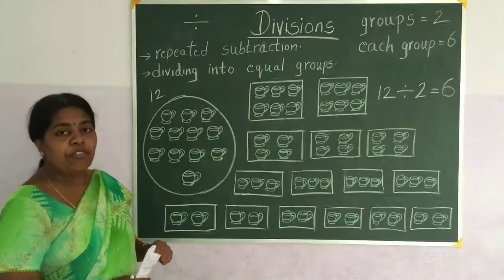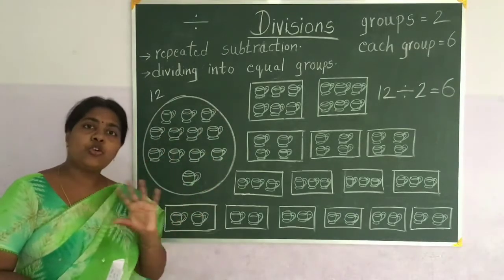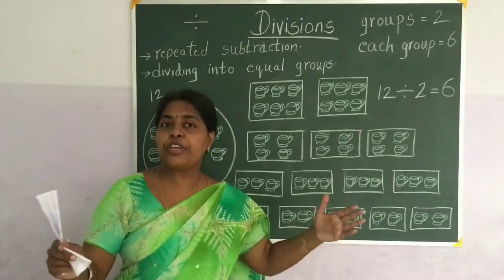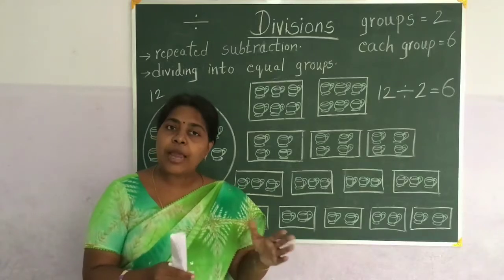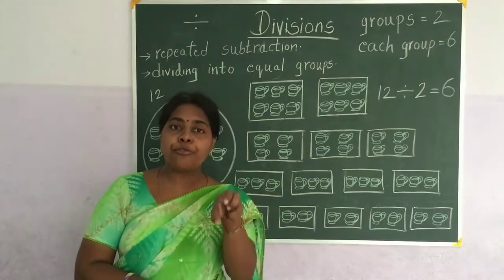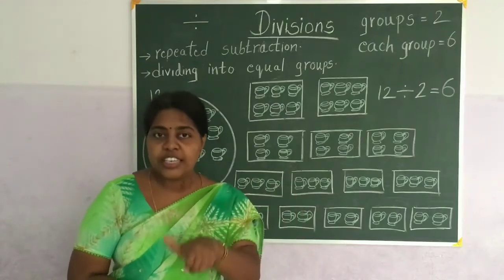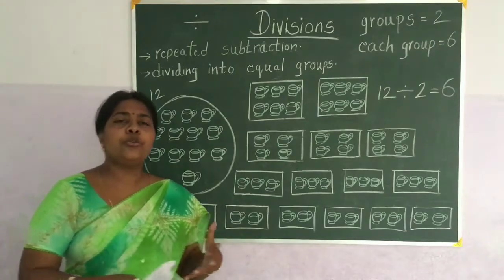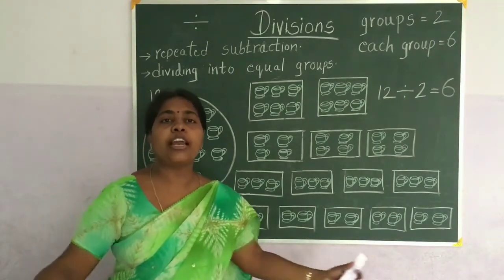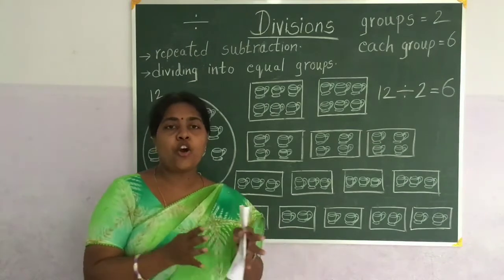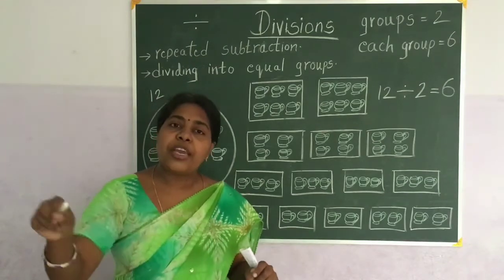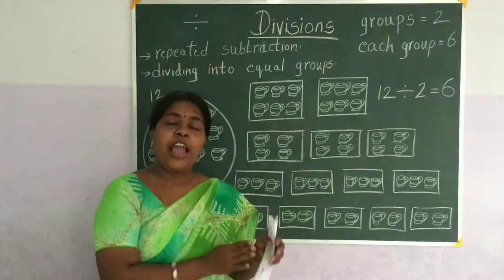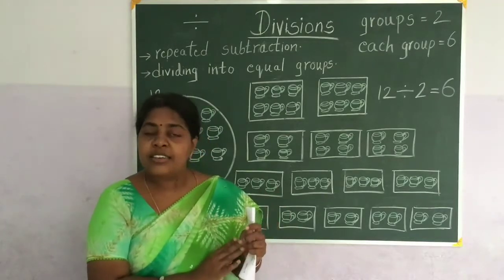Now let us take the second one. Here I am not changing the number. The total cups are the same, but I am dividing them into different groups. When I divide into different groups, the number of cups in each group also differs. But the total cups are 12. You can do this using some stones. You can collect 10 or 12 or 16 stones and make them into different groups, and then count how many groups you made and how many objects are there in each group.